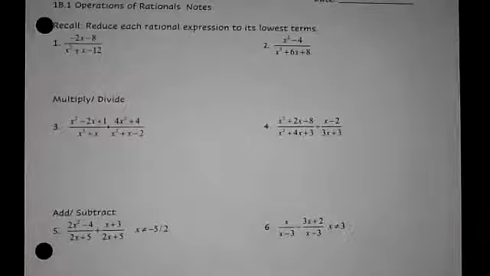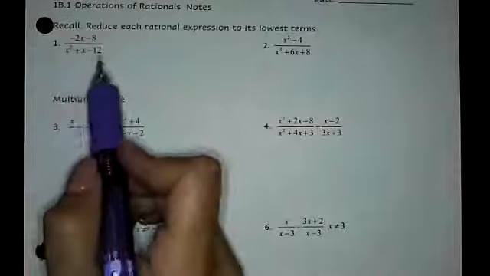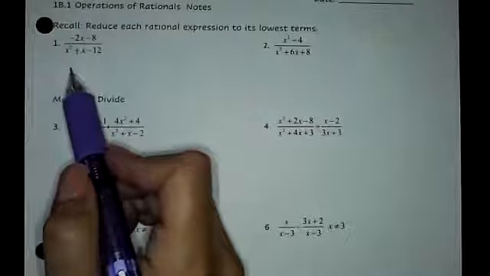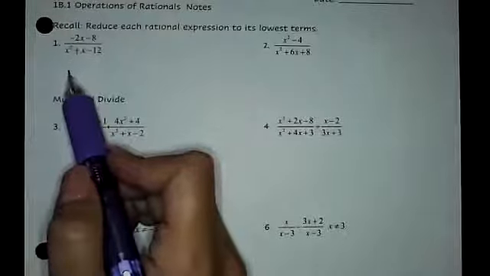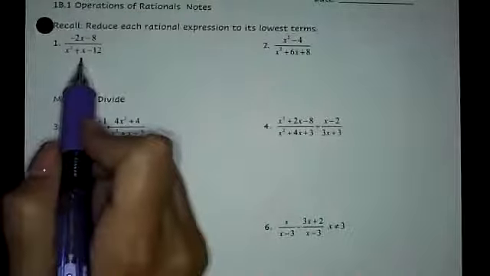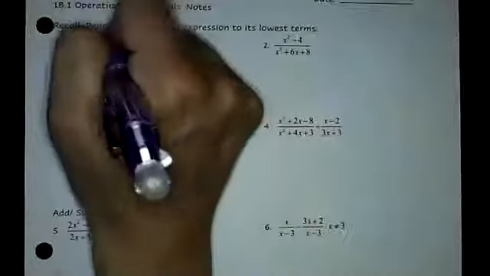Today we're going to work with operations of rationals and solving rationals. And in order to start doing that, we're going to talk about reducing the rational expression first. Just like you wouldn't leave a fraction as 3/12, you would reduce that to 1/4, you would want to reduce one of these fractions. However, to reduce this rational, you would have to factor.